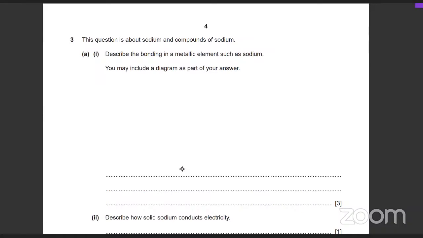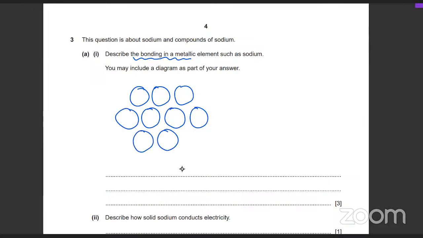Question number 3. The question is about sodium and metallic bonding. How do you describe the bonding in a metal? What is metallic bonding? Metals like to lose electrons. There are a lot of metal atoms and they will all be losing electrons, so they all become positive ions. And the electrons will all be roaming around. These are your delocalized electrons. So that's what metallic bonding is.